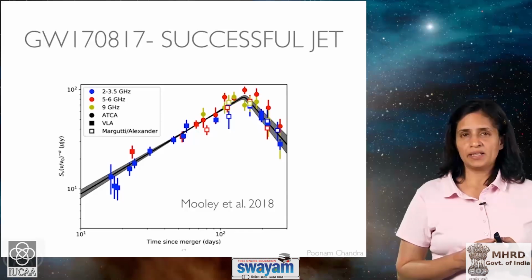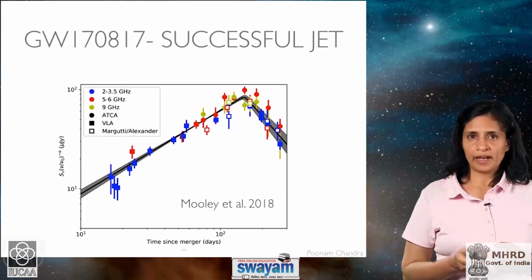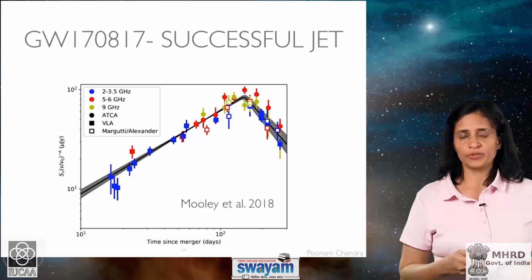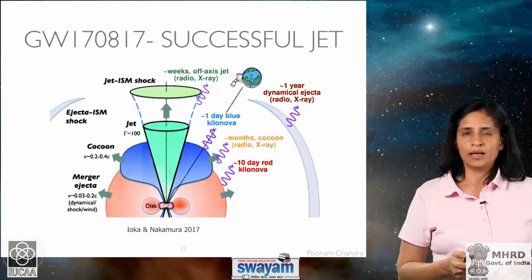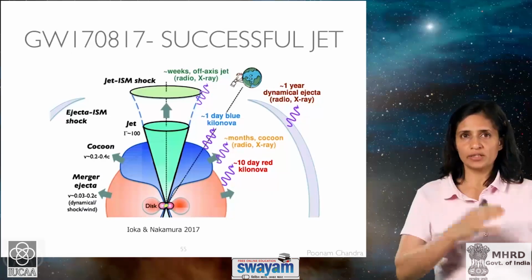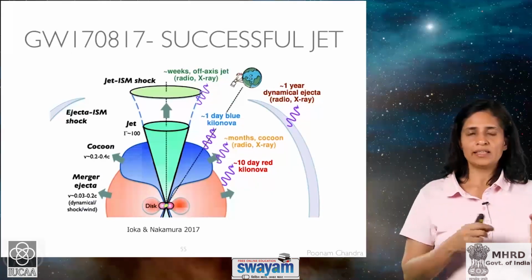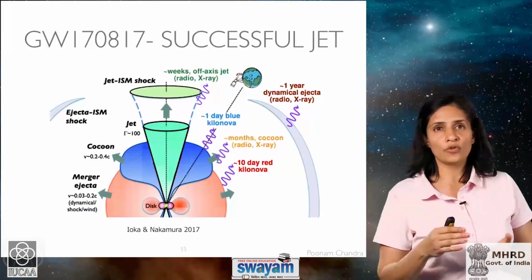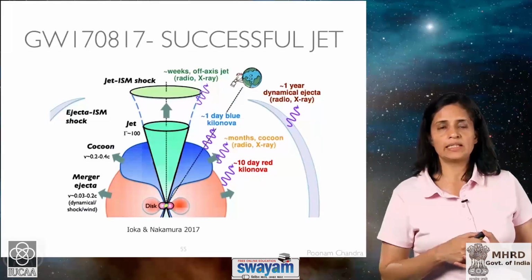This is a paper by our team led by Kunal Mule of Caltech and NRAO, and this paper tells a lot more about this event. And we actually have a picture now because of this study of this event. Now, when I say 1708-17, it just means that it was detected on 17th of August 2017.